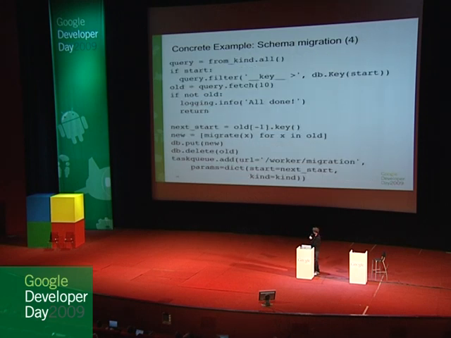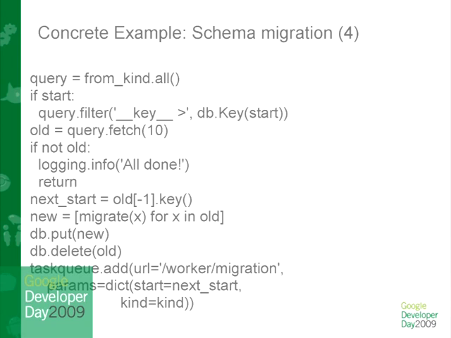Okay, so this is where it gets hard. This is the actual migration function. What this does is what I was describing. I do a query on the from kind. Let's say this is the first kind. I'll skip this next bit, but I say from kind dot all. And then I say fetch 10, old equals query dot fetch 10. And then if there's nothing left, if old is empty, then I say, hey, I'm all done.